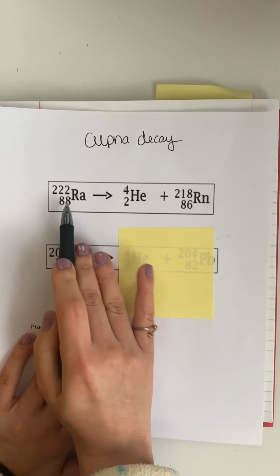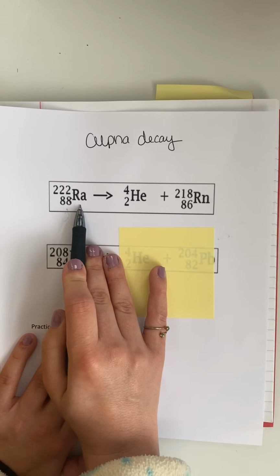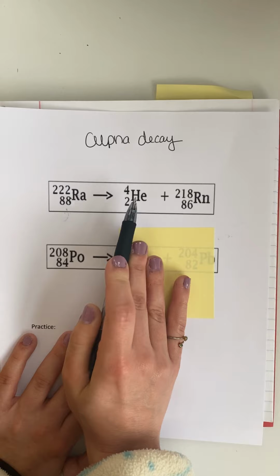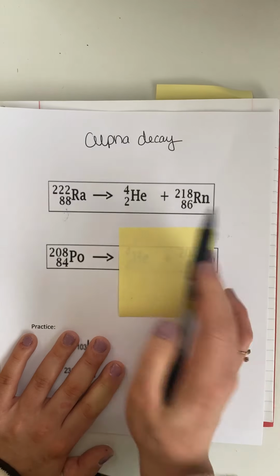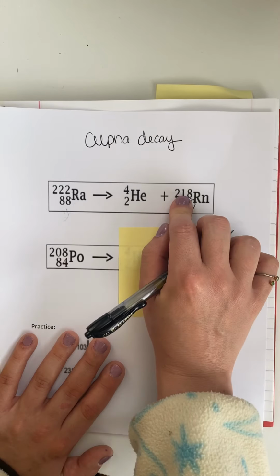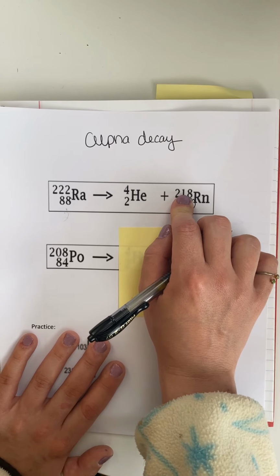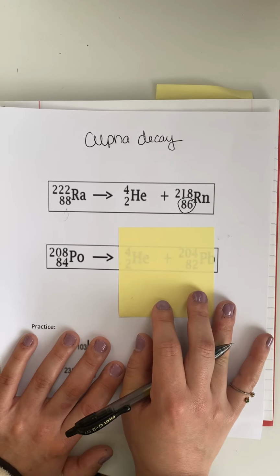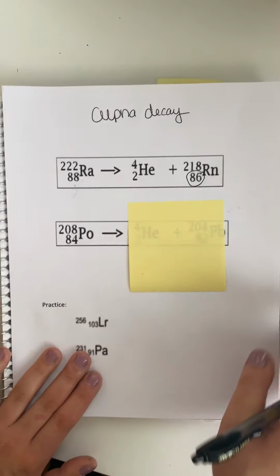So you start with an element that has too many protons. It's unstable. It wants to get rid of that alpha particle. Once it gets rid of that alpha particle, it changes into a new element because it got rid of those 2 protons. And now you got rid of that mass of 4, so you have to subtract that from the original mass. Let's look at another one.